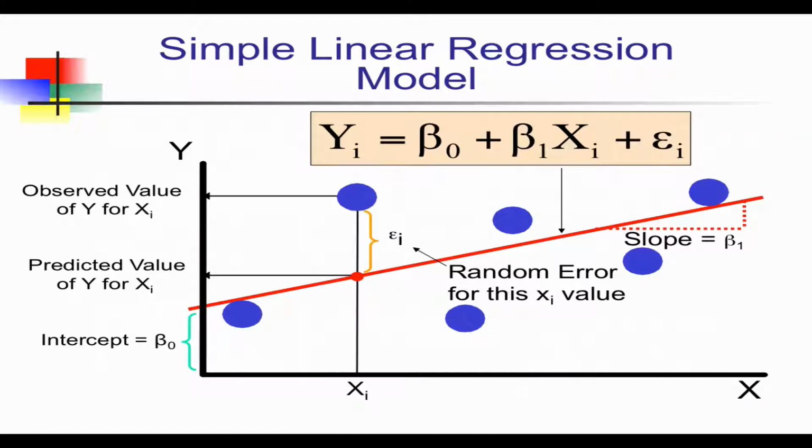After that, we introduced the concept of beta 0 and beta 1. Beta 0 is essentially the intercept term. It's the expected value of y given x equals 0. And beta 1 is the expected increase of y given x increases 1 unit. So sometimes you can interpret beta 1 as the average change in y if x increases 1 unit.